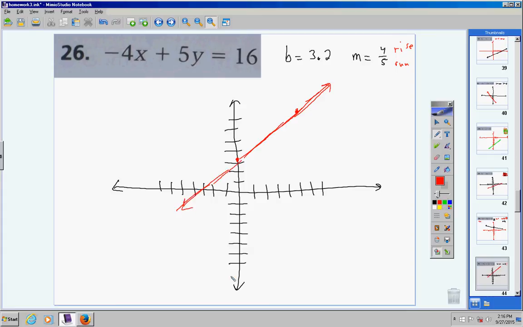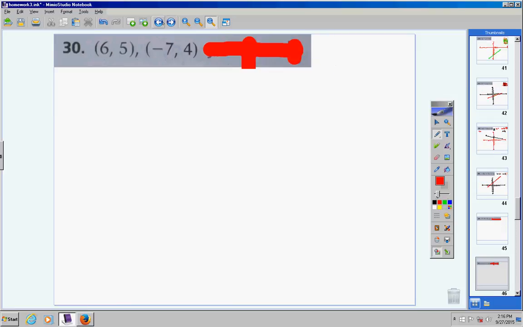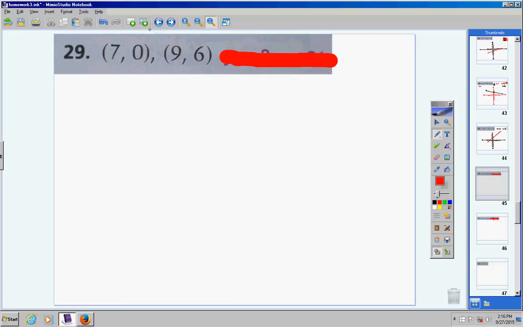Okay, students? So there we go. Make sure on your test you know how to use 3 different methods of graphing linear equations. Alright, moving on to numbers 29 and 30. The directions say to write an equation of the line that passes through the 2 given points. Okay? So we're going to write a linear equation.